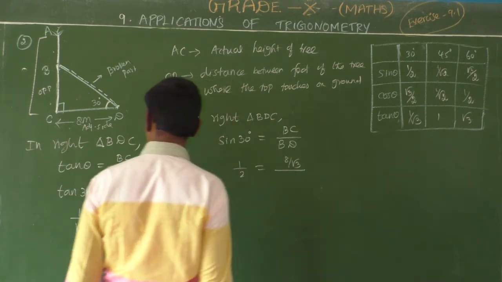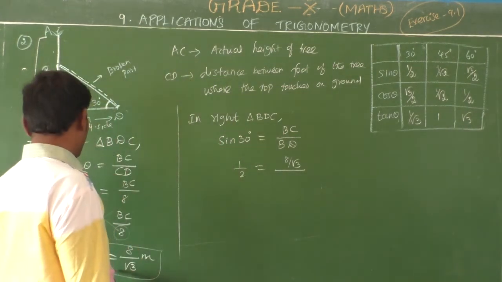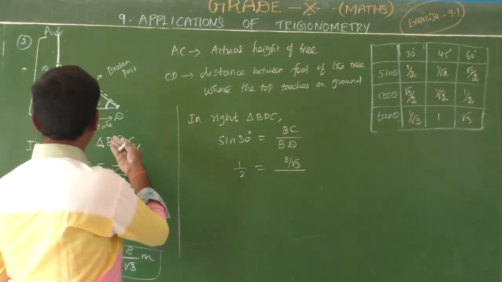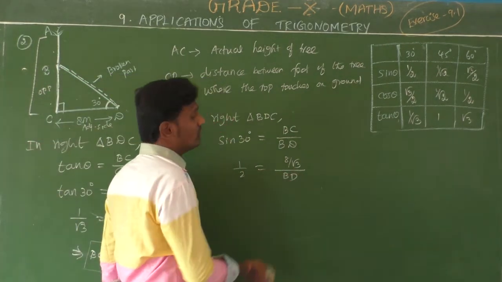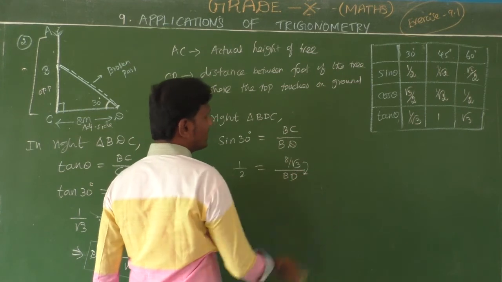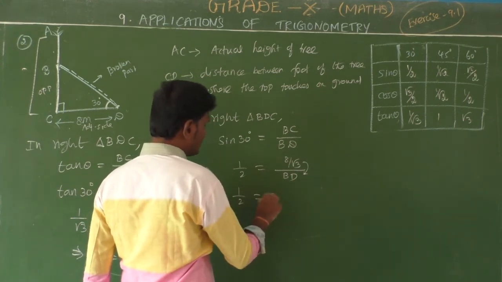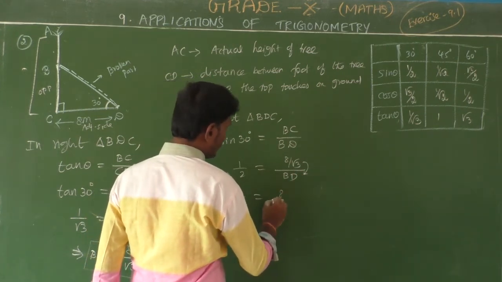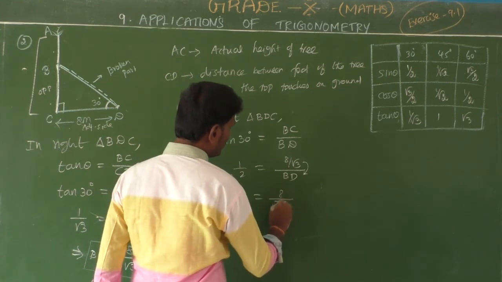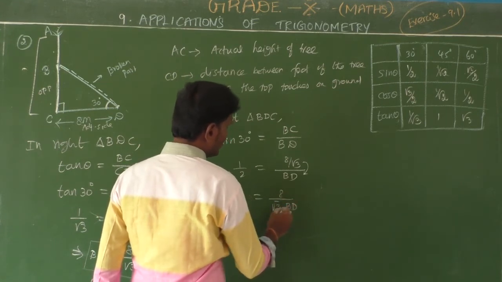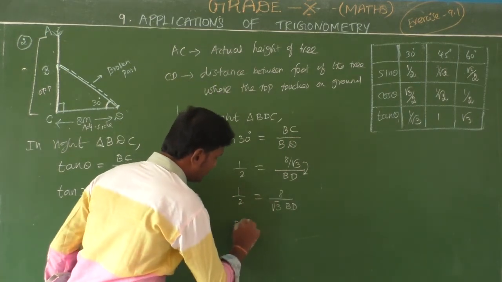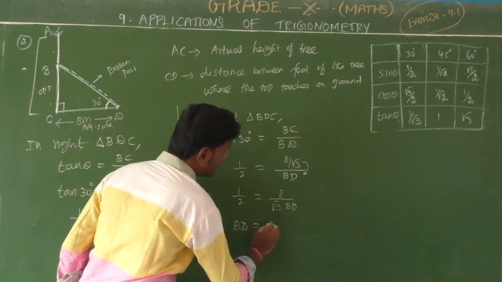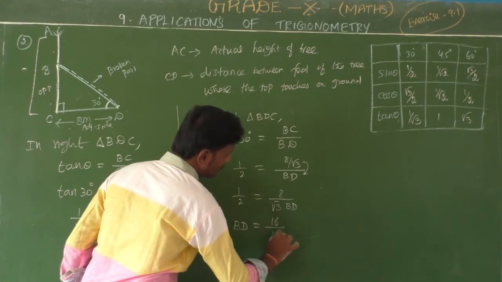So the whole divided by what do you have? BD, you don't know the value, so simply you should write BD. Now the denominator moves below like this, so 1 by 2 is equal to 8 by root 3 BD. Now I am going to take a cross multiplication like this. BD is equal to 8 2s are 16 by root 3 meter.